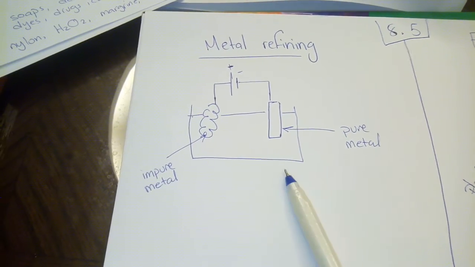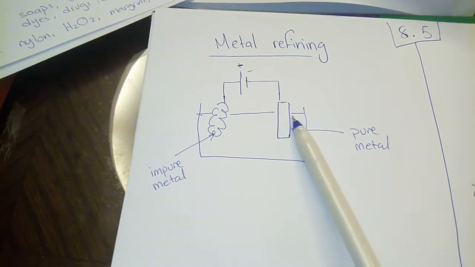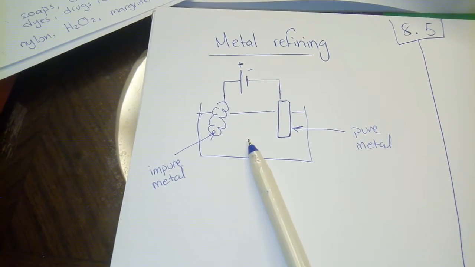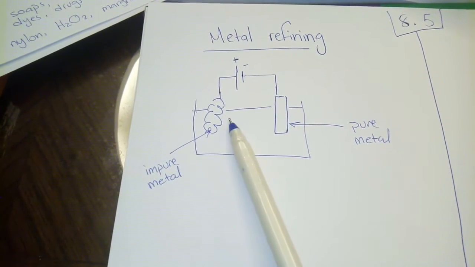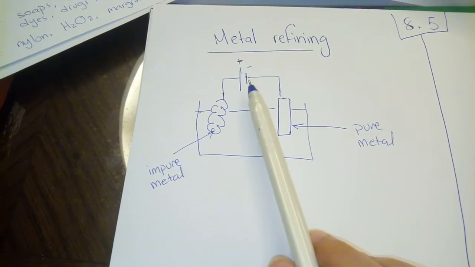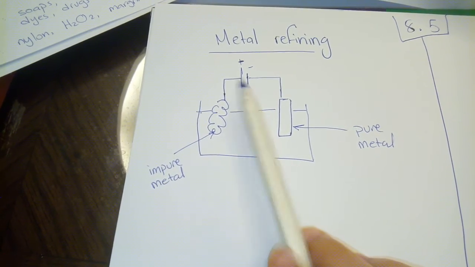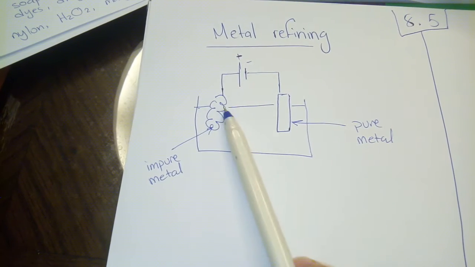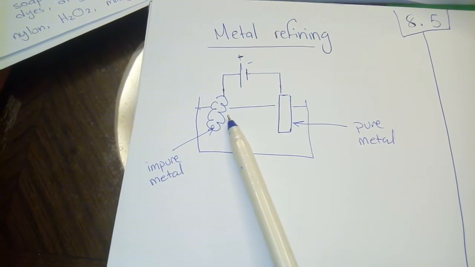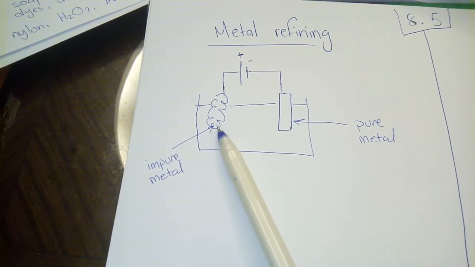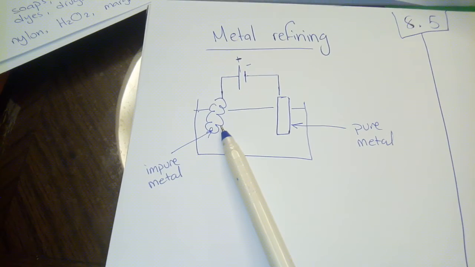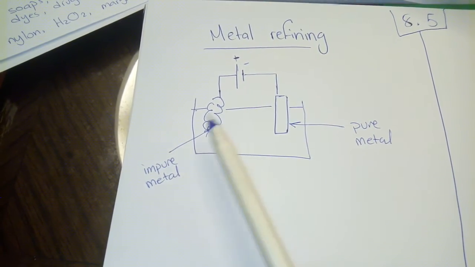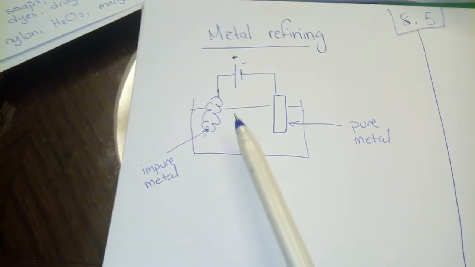How can I do this? I'm going to put a pure metal here and the impure one here. The impure one is connected to the positive terminal. Why? The positive terminal is always the anode part. On the anode, I'm going to have what? Oxidation. It means this part is going to be oxidized. What's the meaning of oxidation? If we have metal here, the oxidation of it is the conversion of it into the ionic form.